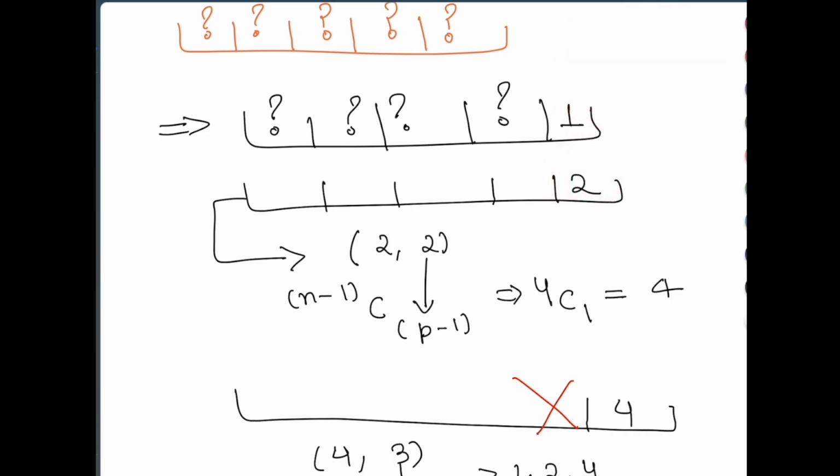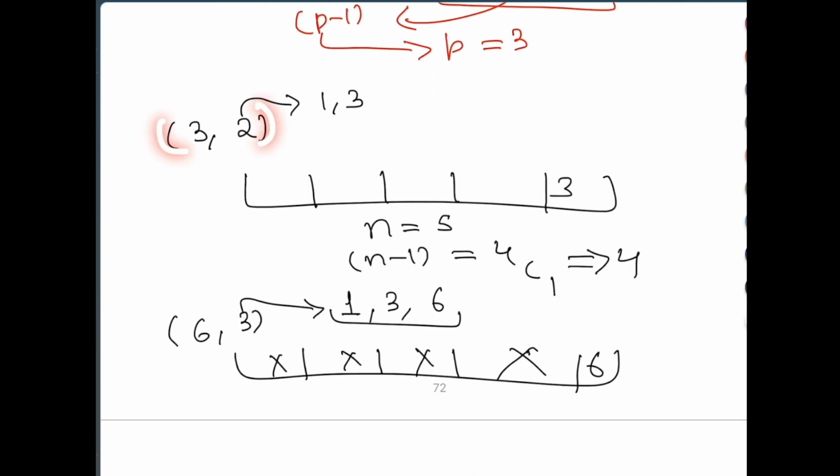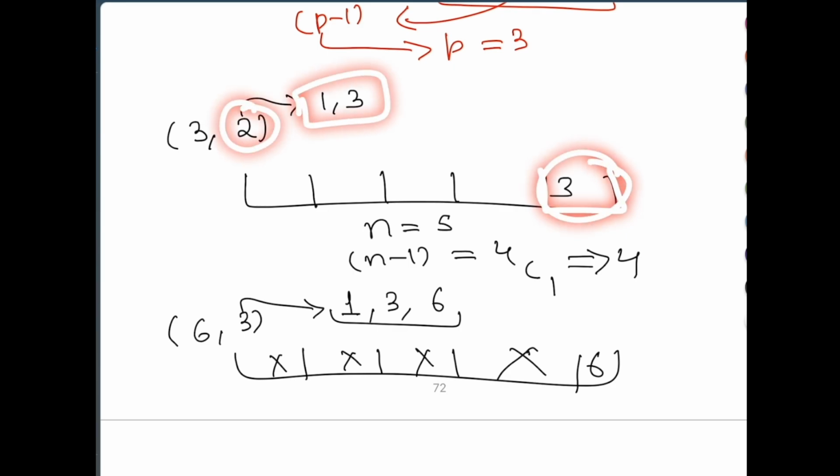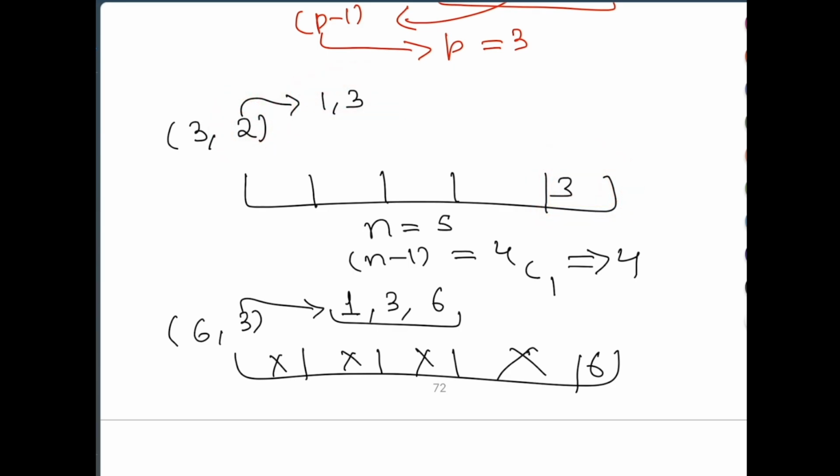So this time I'm going to make a function call with 3, 2. That's because I'm setting my last element as 3. And I have 2 possibilities, 1 and 3. If I have 2 possibilities, the last element is 3, n is 5. So what is the formula? I have to fill 1, 2, 3, 4, 4 places, right?